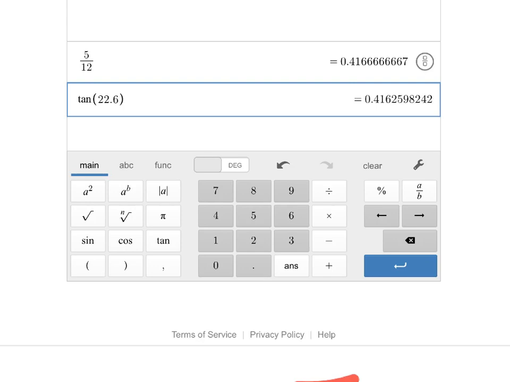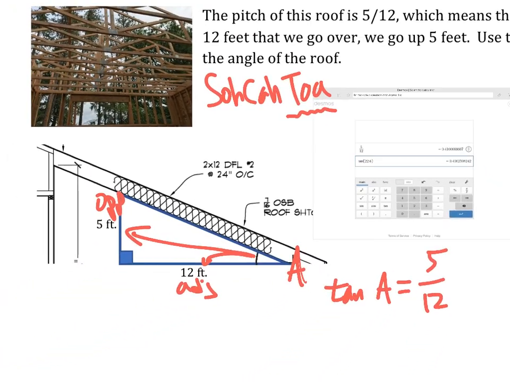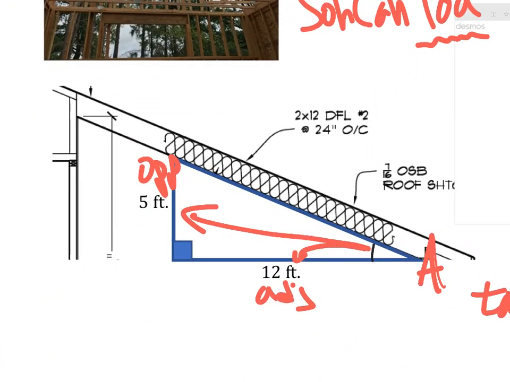22.6. The tangent of 22.6 is really close. We're getting close to 5/12. So the tangent of 22.6 is really close to 5/12. All right, so it looks like that angle, which, if you remember from lessons before, we've seen that. So we can kind of guess and check there, and it comes out to be 22.6.